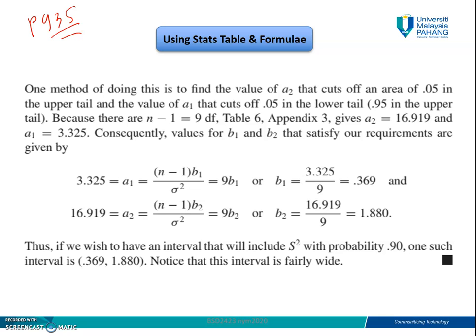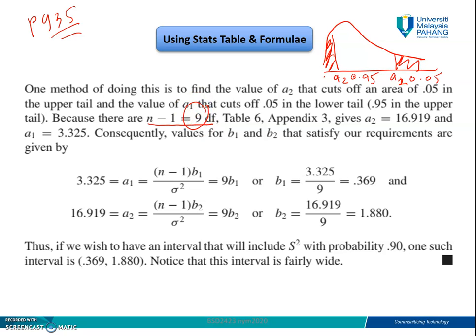One method of doing this is to find the value of A2 that cuts off an area of 0.05, which is here. This is A2, and then A1 is here. So here is 0.05, here is 0.95, because 1 minus alpha over 2 and the right side is alpha over 2. And remember that your degree of freedom is n minus 1, which is 10 minus 1, which is 9.